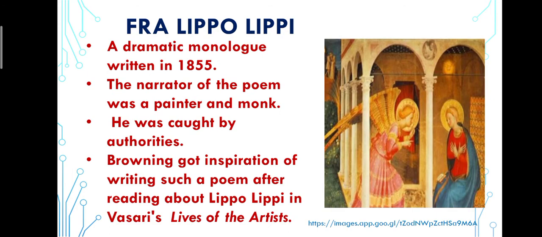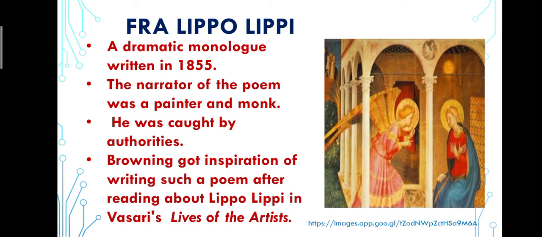Now, let's talk about the next poem, Fra Lippo Lippi. Fra Lippo Lippi is again a famous dramatic monologue written by Browning in 1855. The narrator of the poem, named Lippo Lippi, was a famous painter and monk who is caught by police officials in this poem. He begins to tell his life story to those officials.